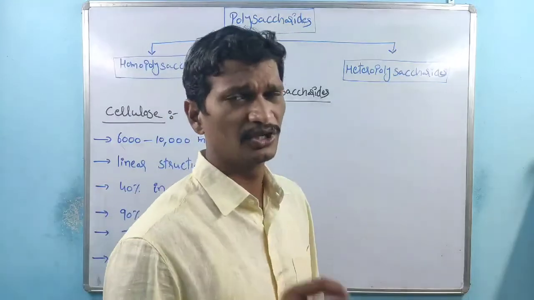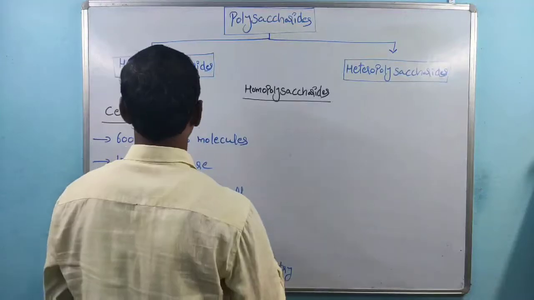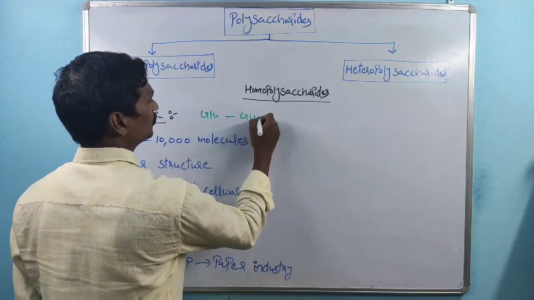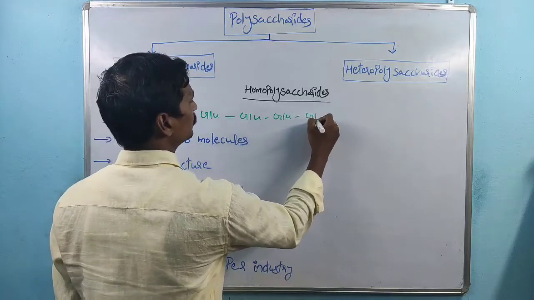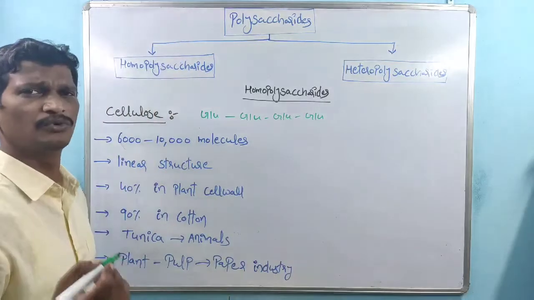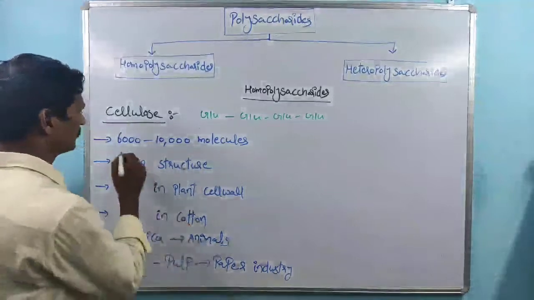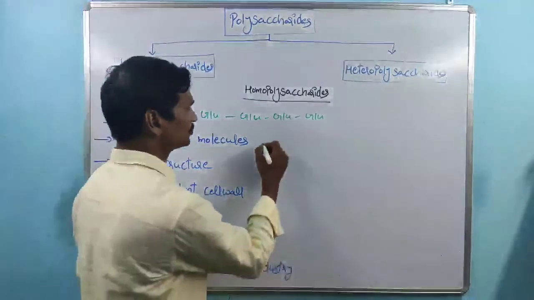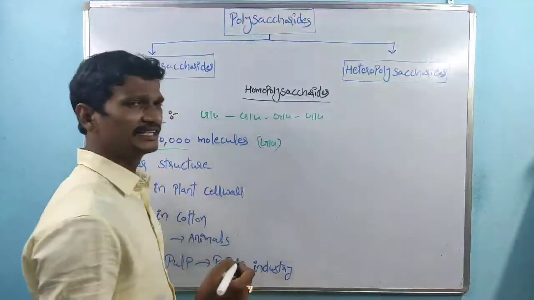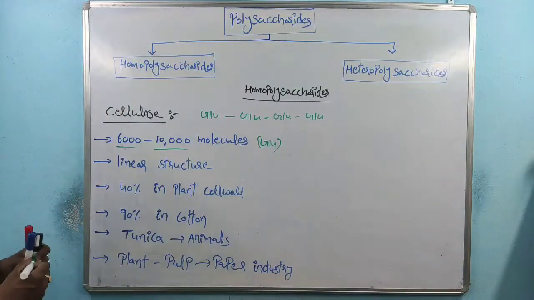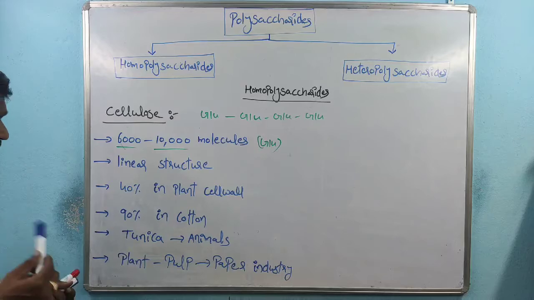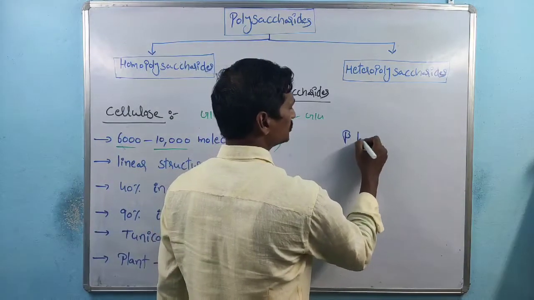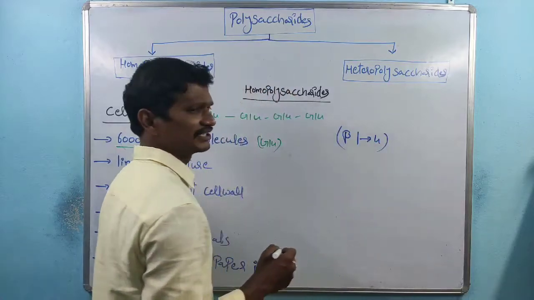See, sir, what are the molecules? Glucose molecules. The cellulose is made up of repeated units of glucose molecules. So many glucose molecules, right? Especially the number is 6,000 to 10,000 molecules of glucose units, which are linked by the glycosidic bond. So what type of glycosidic bond is seen in cellulose? Remember, within the cellulose there is a beta 1,4 linkage.